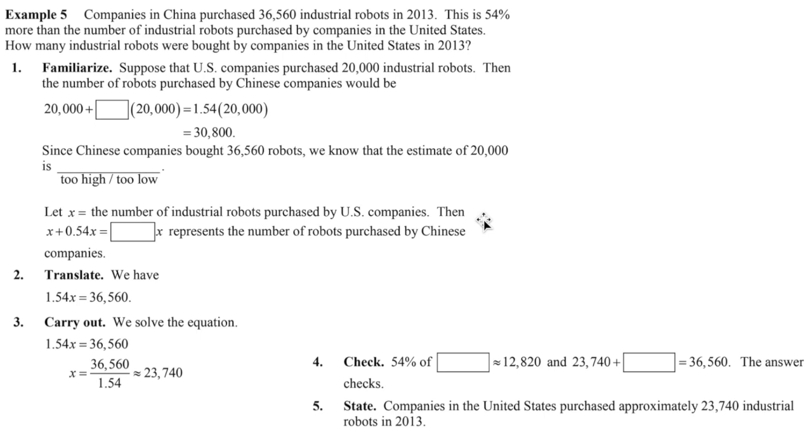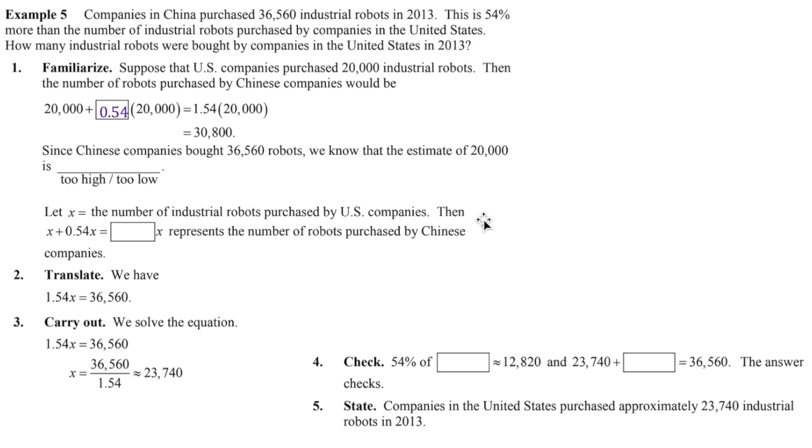So we're going to familiarize ourselves with this problem first, kind of take a little bit of a guess. Suppose that the U.S. companies purchased 20,000 industrial robots. Then the number of robots purchased by a Chinese company could be represented with the amount of 20,000 plus 54% of 20,000, or 1 and 54 hundredths times 20,000. That would give us 30,800.